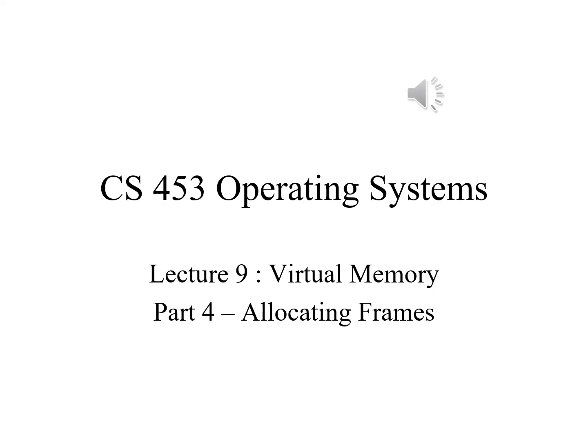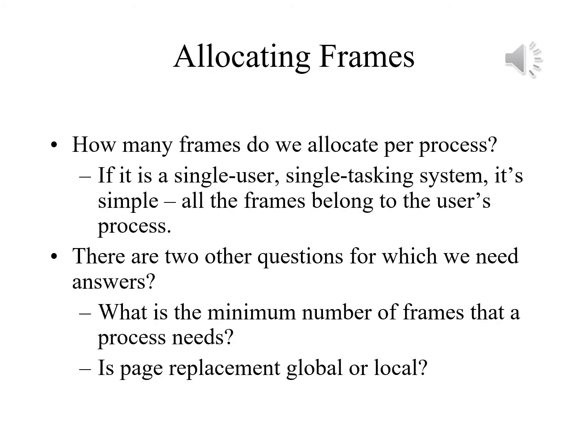In Part 4 of Lecture 9, we discuss allocating frames. How many frames should a process get? If it's a single-user system, the answer is quite simple. All of them, excluding the ones that the operating system needs. But if the system is multitasking, it's more complicated.